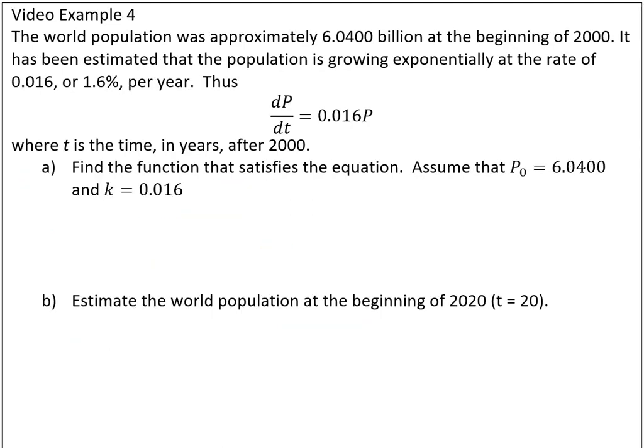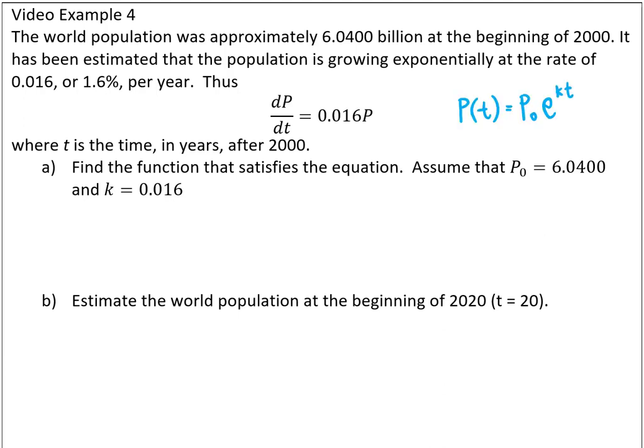The world population was approximately 6.0400 billion at the beginning of 2000. It has been estimated that the population is growing exponentially at the rate of 0.016, or 1.6% per year. Thus, we have the equation dP dt is equal to 0.016P, where t is the time in years after 2000. Find the function that satisfies the equation. Assume that the initial population is 6.0400 and our rate of change is 0.016.